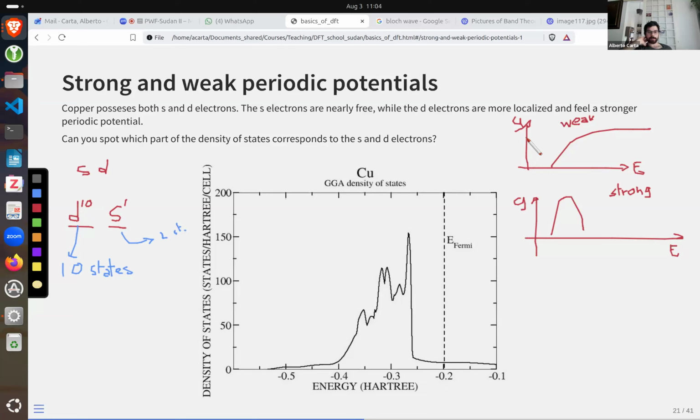So for the participants, do we have any answers here? Just try, don't worry if you get it wrong. Remember, you have this density of states of copper, and you see that we have two parts of it. So the idea would be to try to identify the two parts: one with the more localized states and one with the more weakly dispersing states.